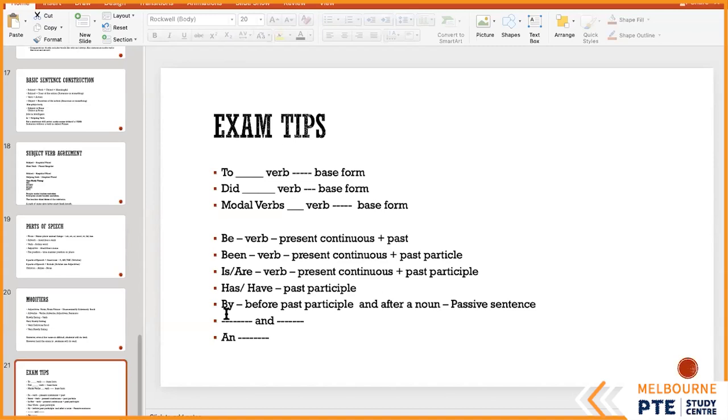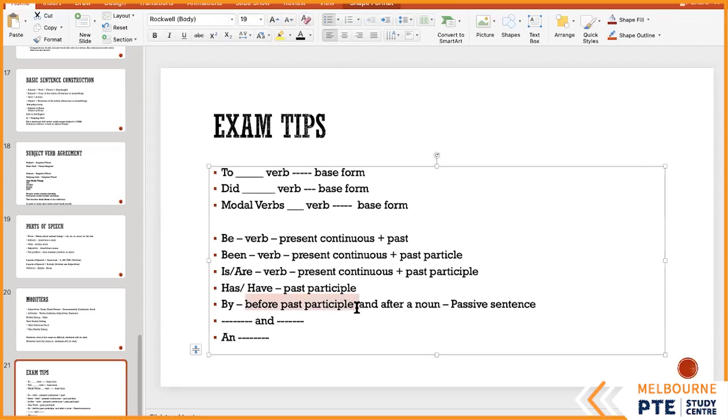by me. Now, the rule is whenever I use by in a sentence, because by is a preposition, a noun will follow the by, but before the noun, the verb will always be in past participle. So, for example, fish is eaten by me.